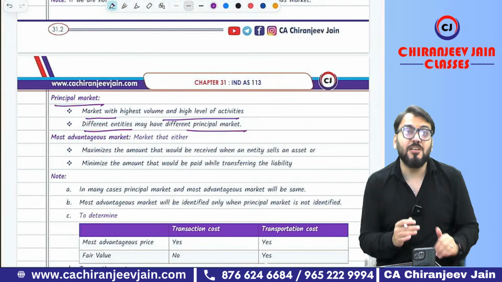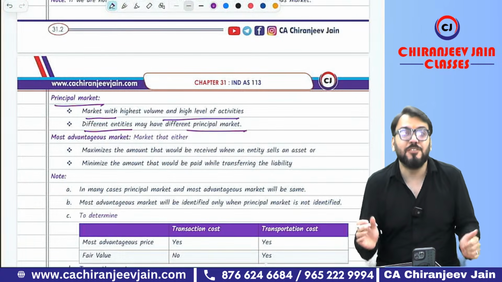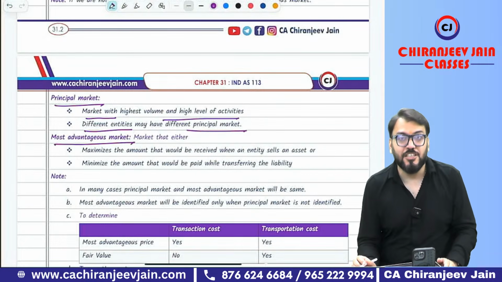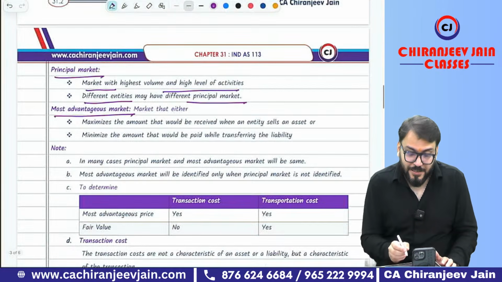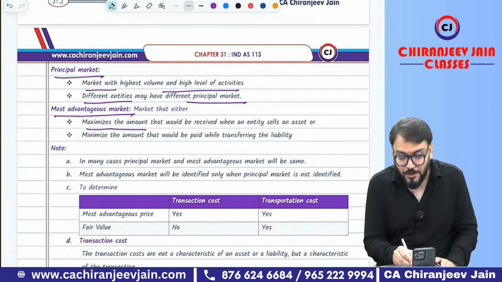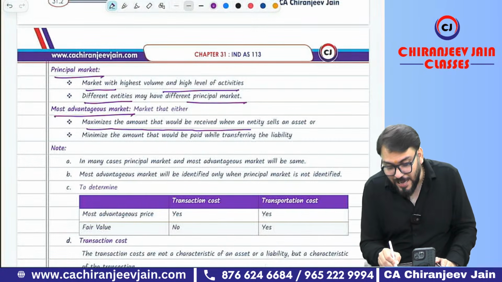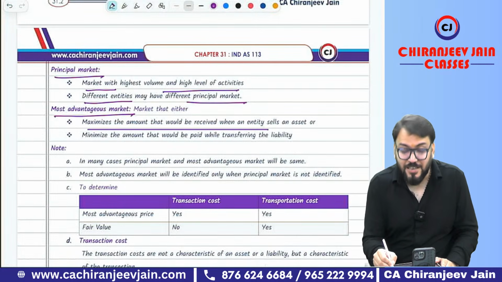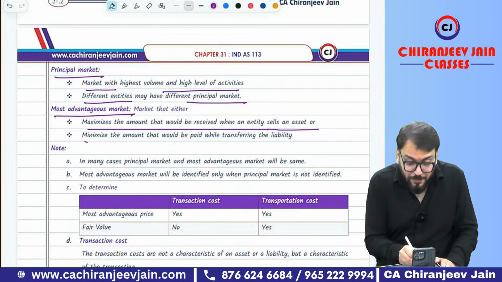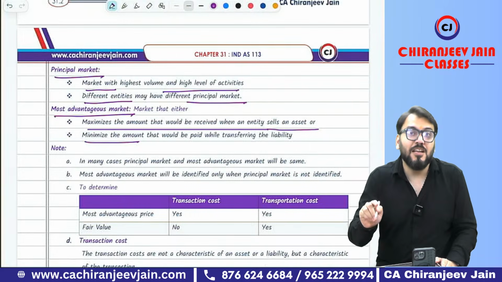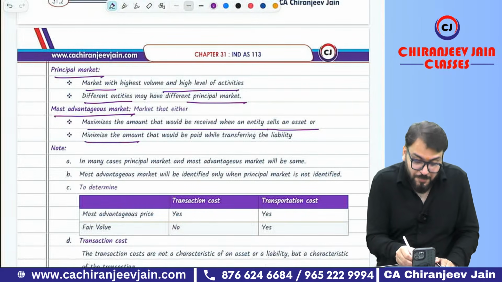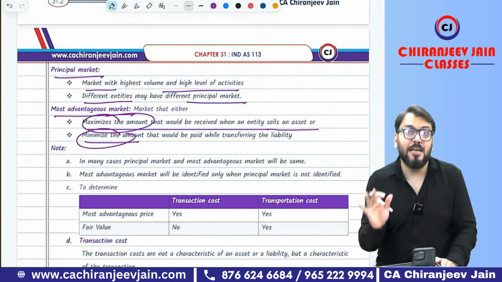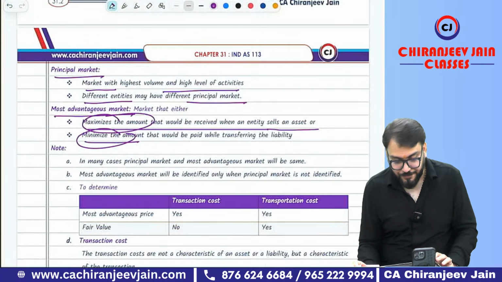But sometimes we are not able to identify which one is my principal market. Quite possible. In that case, we need to identify the most advantageous market. The most advantageous market is the market that maximizes the amount that would be received when an entity sells an asset, or minimizes the amount that would be paid when an entity transfers a liability. Means which maximizes the amount to be received and minimizes the amount to be paid. That becomes the most advantageous market.